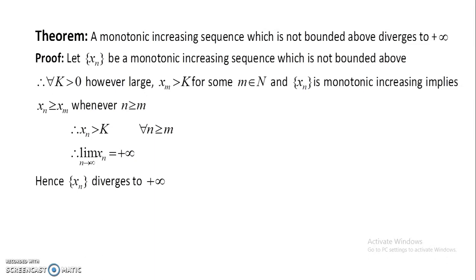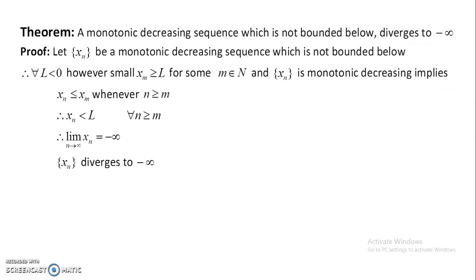Whenever n is greater than or equal to m, xn is greater than K, since xm is greater than K, for every n greater than or equal to m. It means the limit of xn as n approaches infinity, since K is very large, goes to plus infinity. So the limit of xn as n approaches infinity is infinity. Hence the monotonic increasing sequence xn diverges to plus infinity.